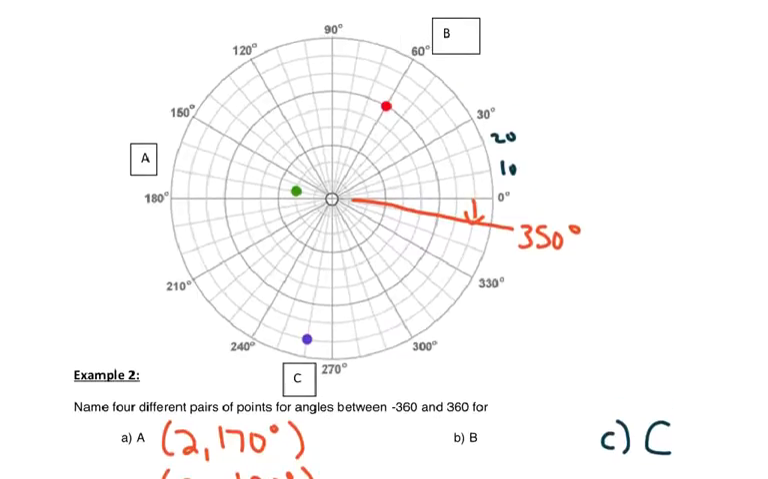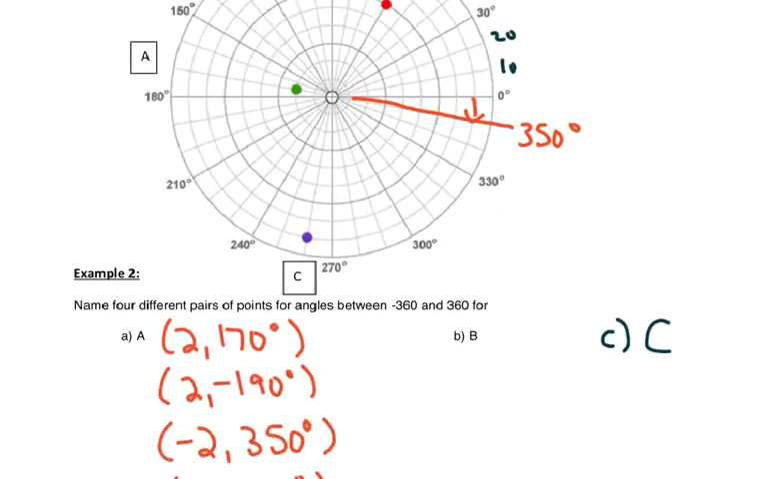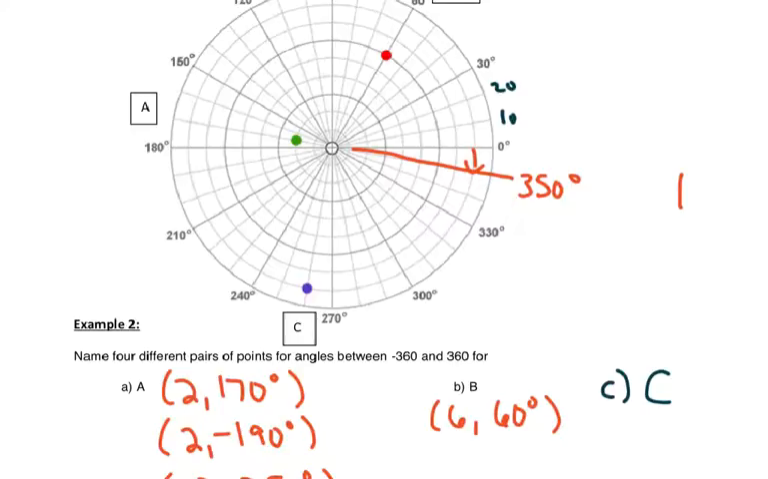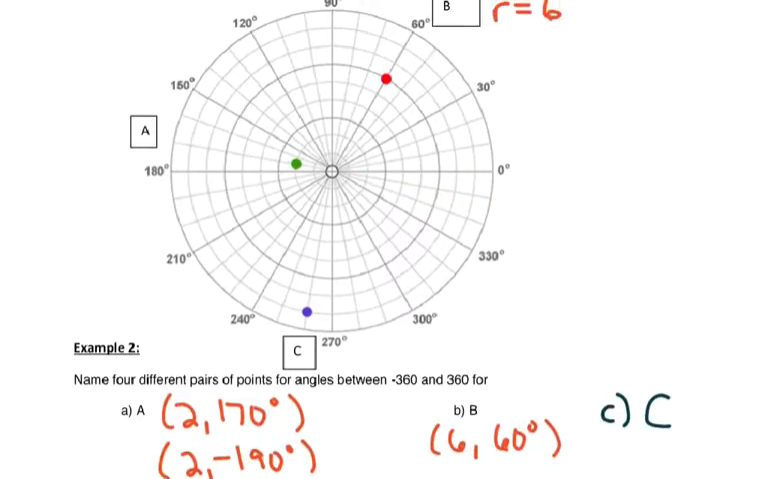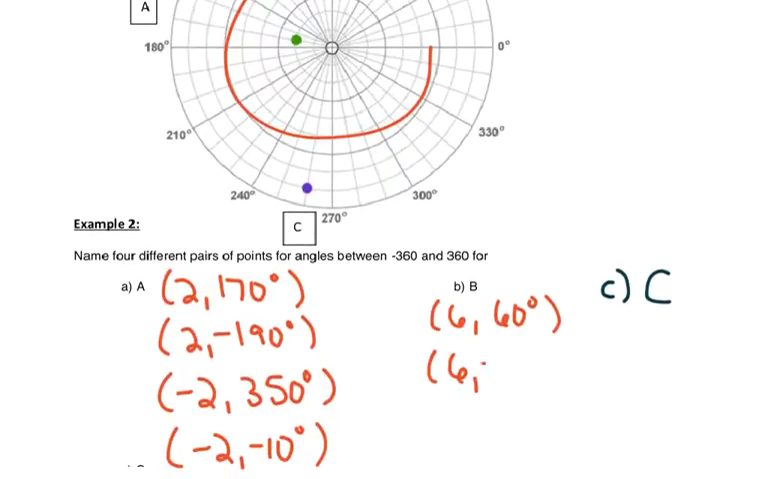So the original red point is, let's see, 1, 2, 3, 4, 5, 6. It looks like it's R6, and it's clearly at 60 degrees. So 6, 60 degrees is one way of naming the point. The other way of naming the point is if instead of going in the positive angle direction, I go in the negative angle direction. So if I go in the negative angle direction, I would be at -300. So another way to do this is 6, -300.